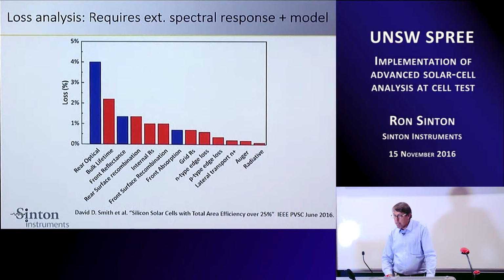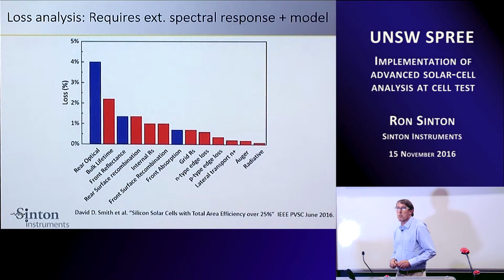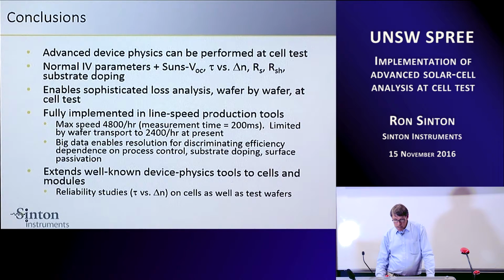So this is kind of the final result. I've coded in red the losses that you can measure directly at IV test, and the blue, which you'd want to do in an independent way, probably with a spectral response and a model to get the optical type losses.